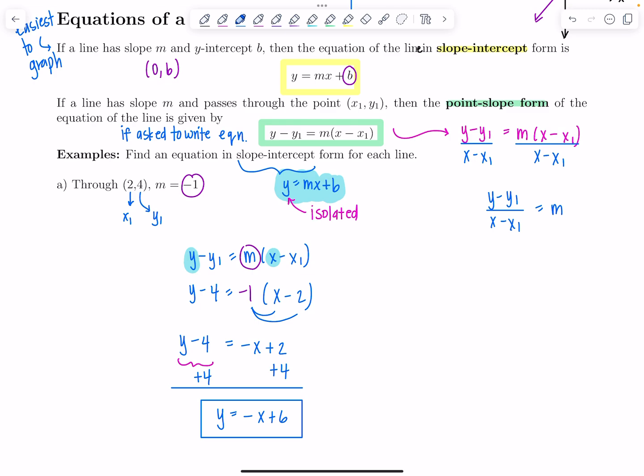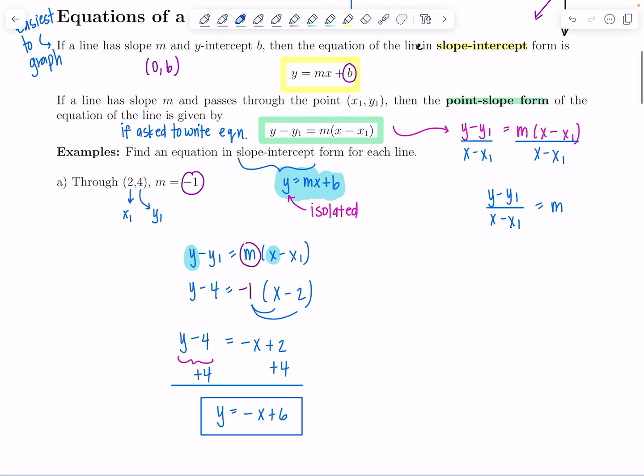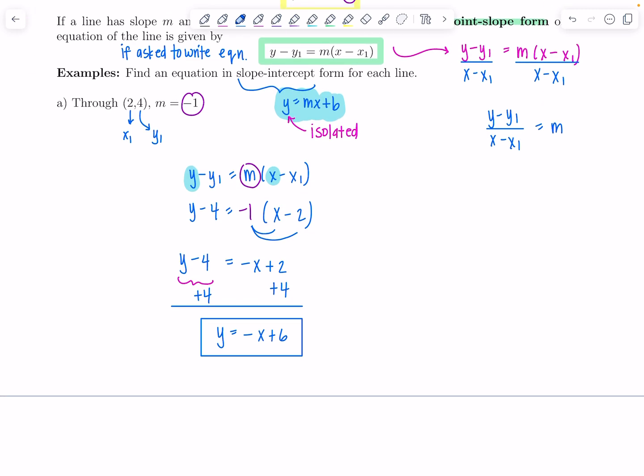Okay, I just want to point something out. So since it's in slope-intercept form now, again, I can see, all right, m is -1. Can you tell me what b is? B is 6. So that means the y-intercept is at 0, 6. Okay, so when you have the equation of a line in slope-intercept form, you get a lot of information out of it. Okay, very good. Let's look at another example.